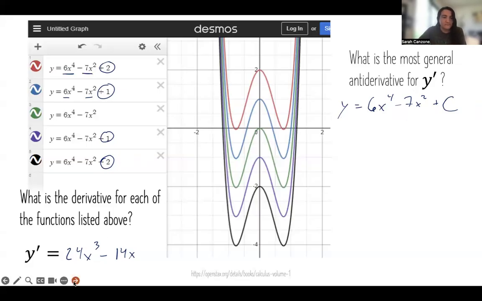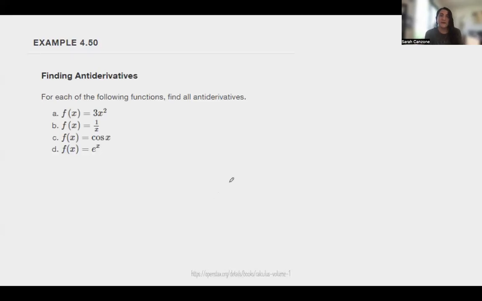All right, let's think backwards now. For each of the following functions, find all antiderivatives. While we will develop a few techniques, and if you go into Calc 2 you'll have significantly more techniques, there are just general ways that we can think about antiderivatives of specific functions.